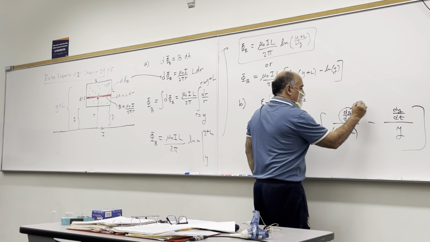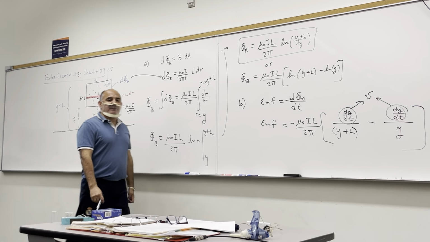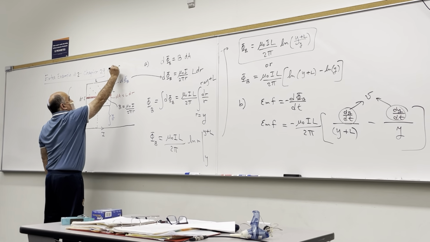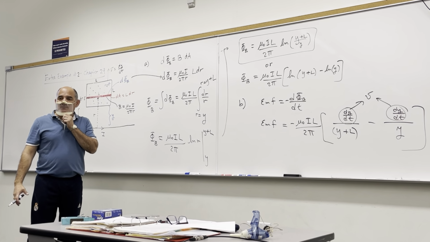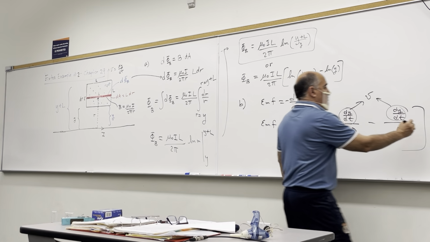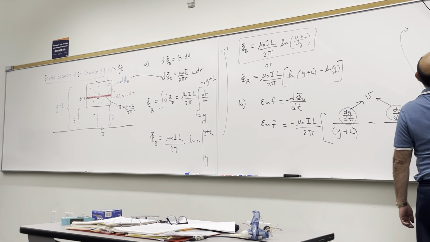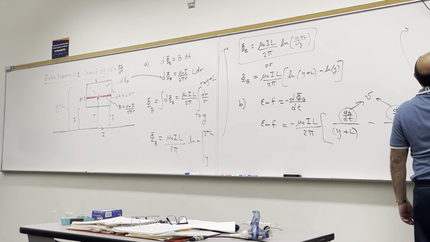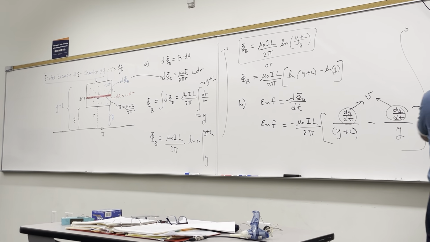But dy dt is the speed, right, at which you're pulling this thing up. Right, this v, this is the rate at which this distance y is changing. L is a constant. So therefore this becomes equals minus mu naught I L over 2 pi times v over y plus L minus v over y, right?